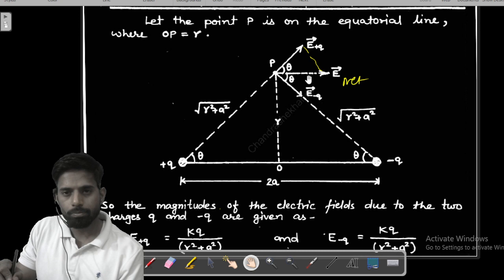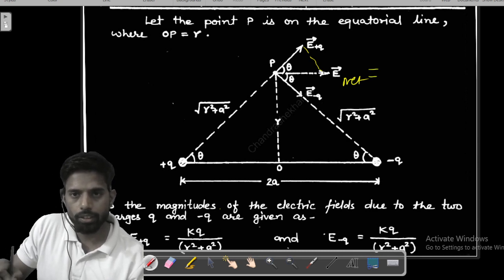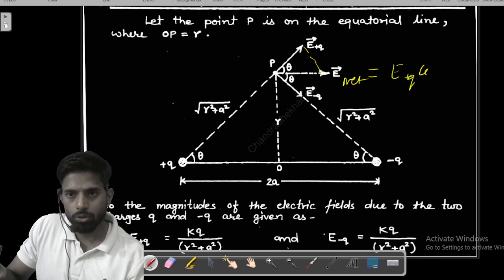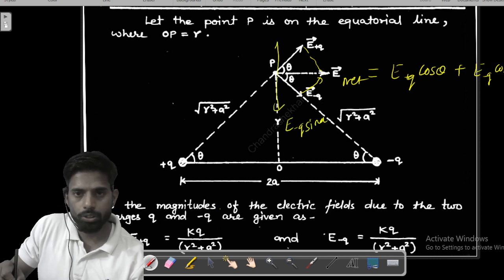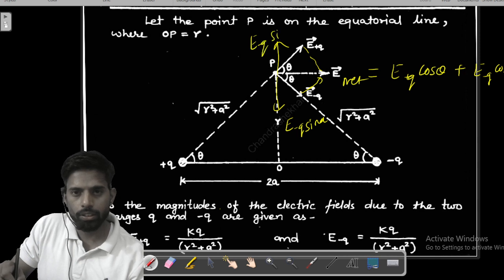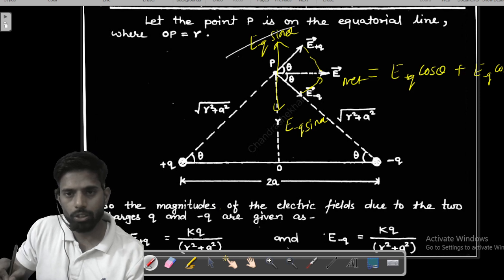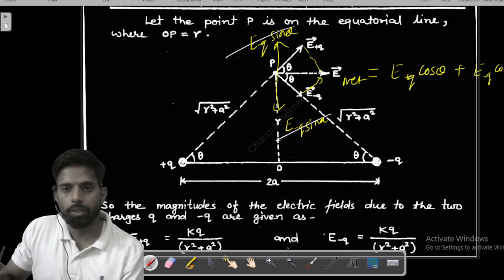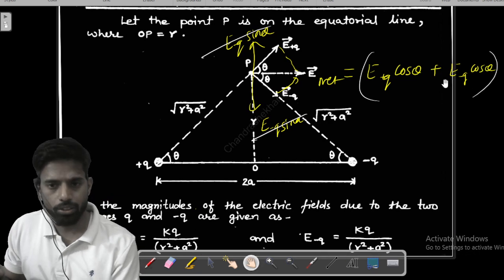Now you tell me how to find the net electric field. We can resolve it into two directions, that is E due to plus q cos theta, plus here also we can resolve E due to minus q cos theta, and in the perpendicular direction E due to minus q sin theta, here also E due to minus q sin theta. So these can directly cancel. Why do they cancel? Because both are equal in magnitude and opposite in direction, so they cancel. So the net electric field will be E due to plus q charge and E due to minus q charge.